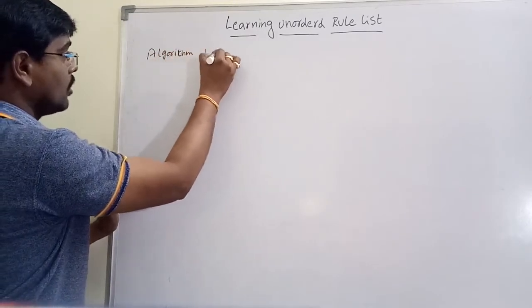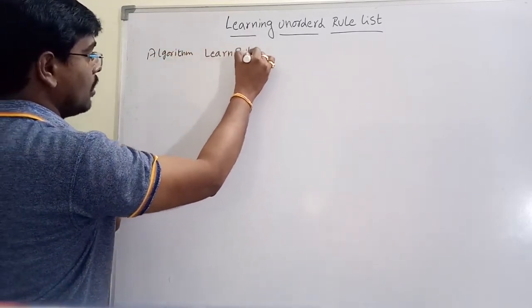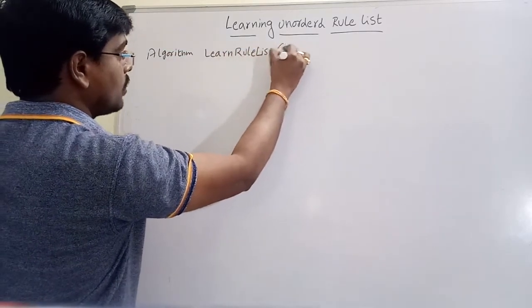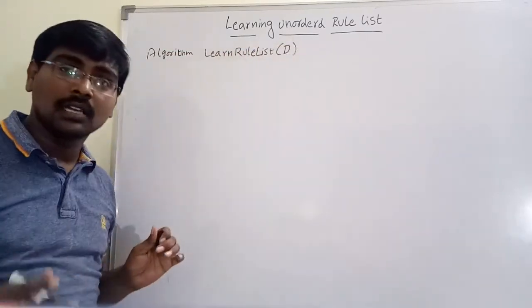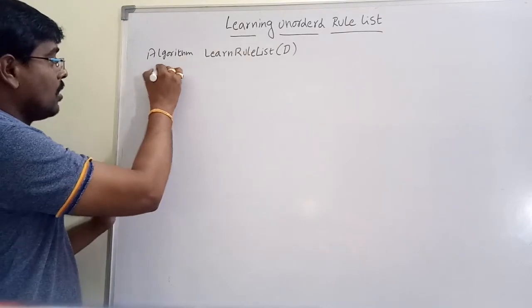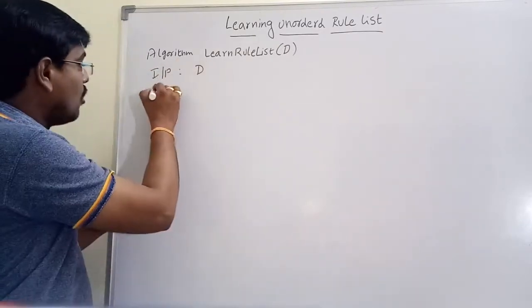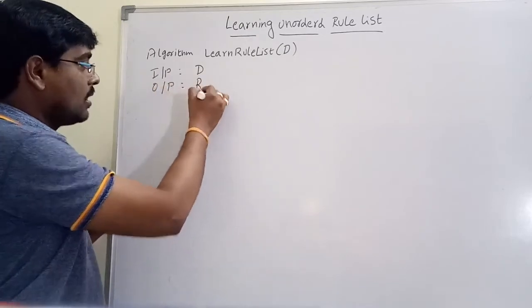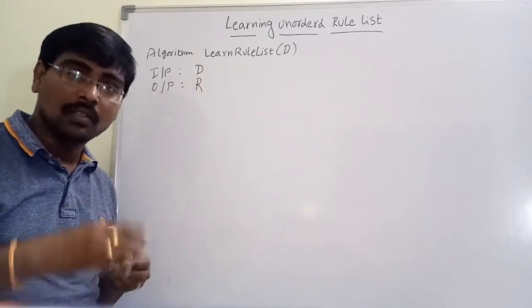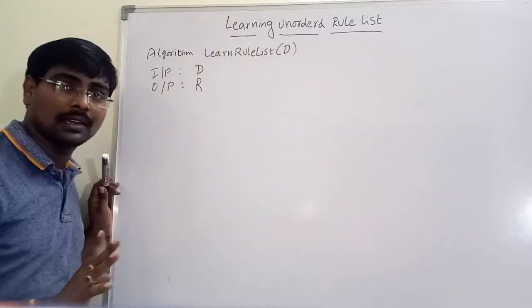Algorithm. Learning unordered rule list. Suppose D is the set of instances. This is the algorithm. Now what is the input? Input is D, the set of instances. Output is R. R is a rule list, that is the set of rules that comes under that class.